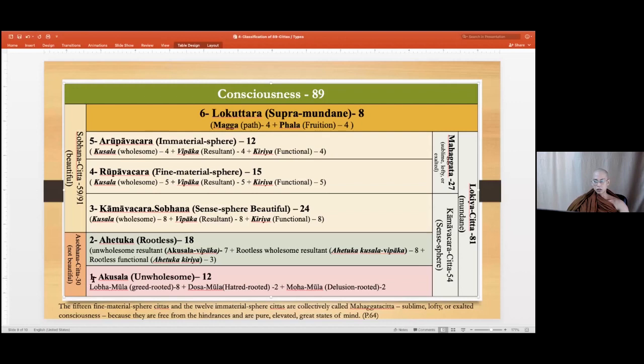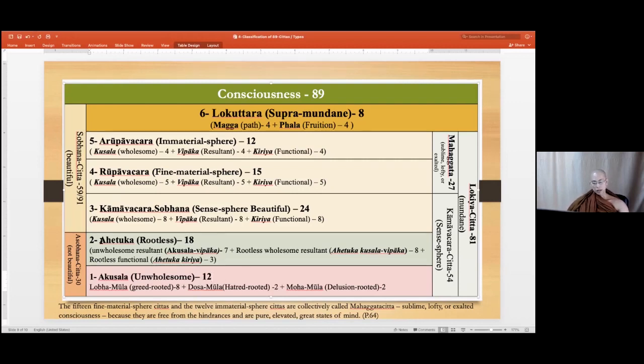So this is the first type of classification. This is included in the sense sphere. On the right side of the chart, the cell says kamavacara. According to the plane of existence, this is the unwholesome consciousness, as I mentioned in the previous slide. The akusala, unwholesome consciousness, is included under the classification of kamavacara. There is no rupavacara unwholesome or arupavacara unwholesome, only kamavacara unwholesome.